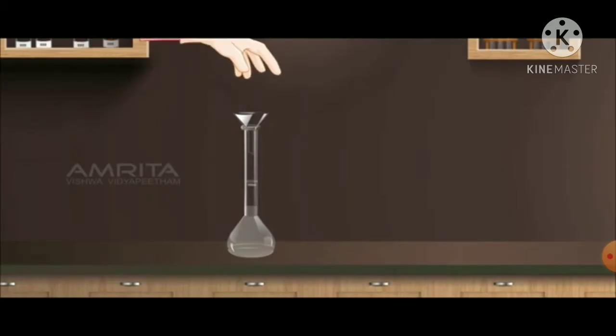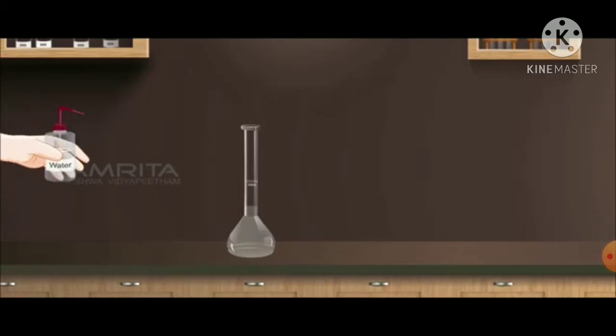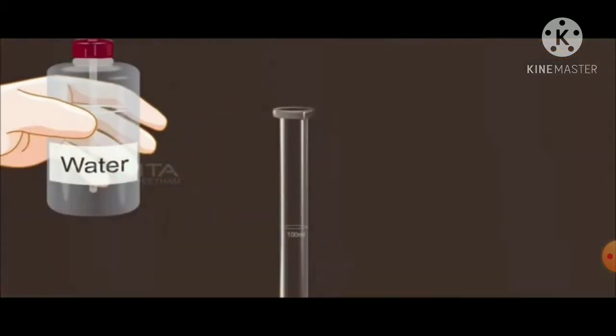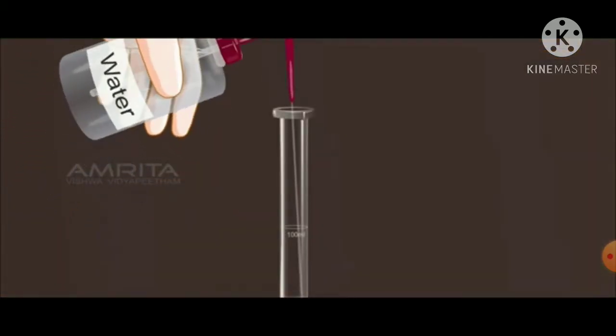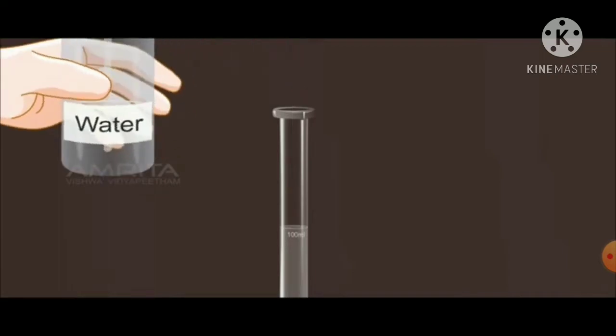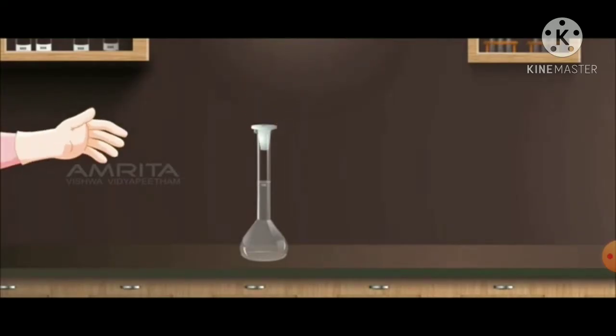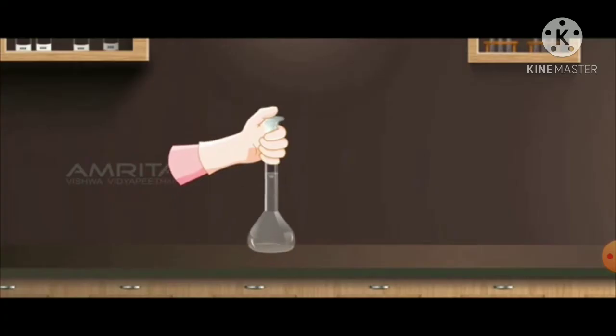Remove the glass rod and funnel from the standard flask. Make up the barium chloride solution to 100 ml using distilled water. Close the standard flask using the cork. Shake the flask well.